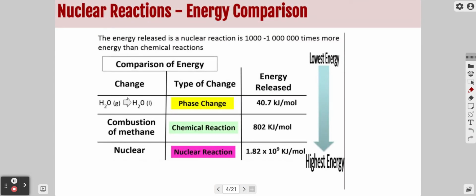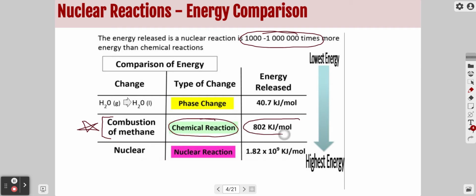Okay, so nuclear reactions and energy comparison. It's really important to understand that when we're talking about nuclear energy, we are talking about energy being released that's 1,000 to 1,000,000 times more energy than your typical chemical reaction. Your typical chemical reaction that we've been looking at in this unit is like combustion of methane. Okay, so this is a chemical reaction, and your typical one might have an energy release of 800 kilojoules per mole, something like that.